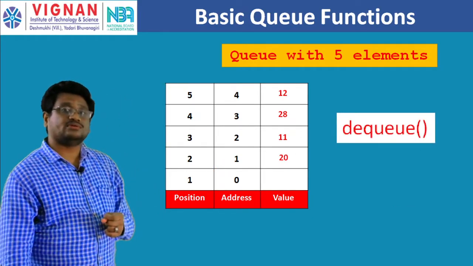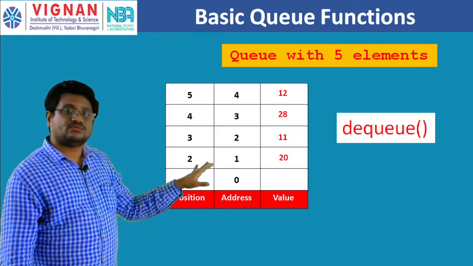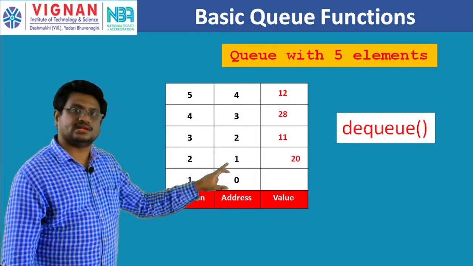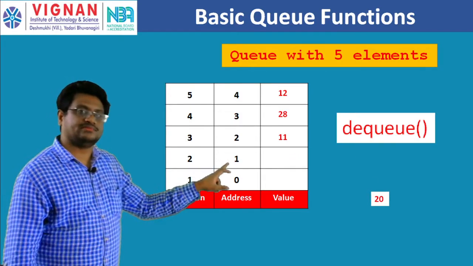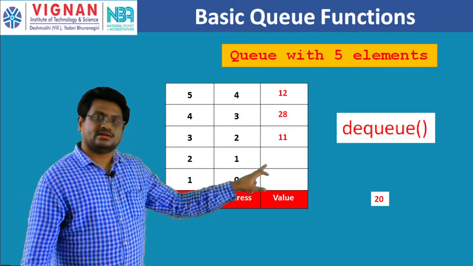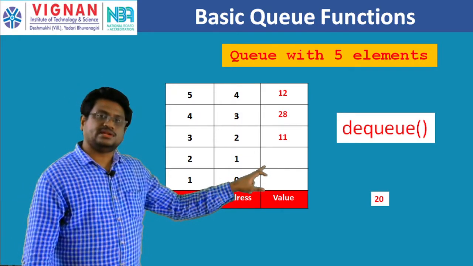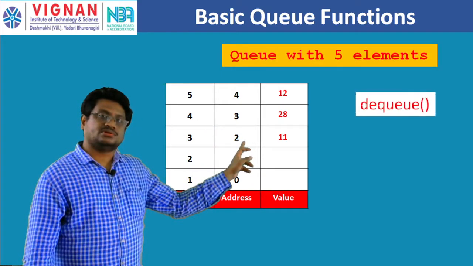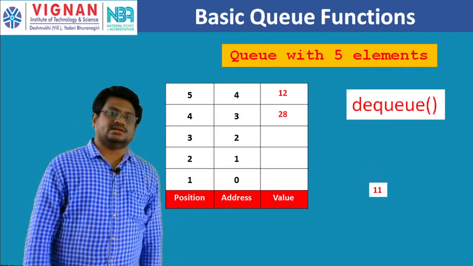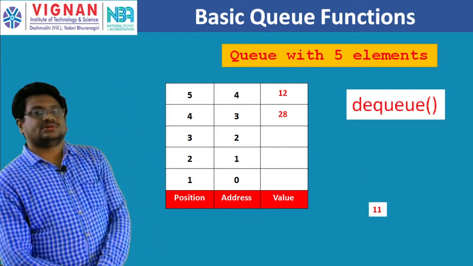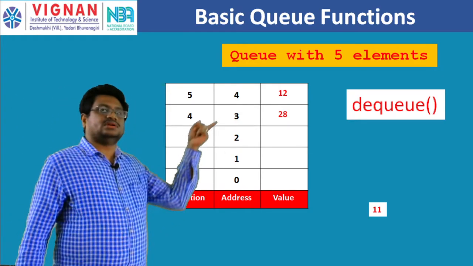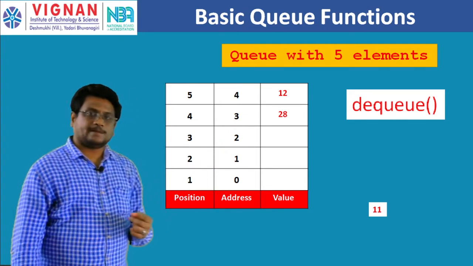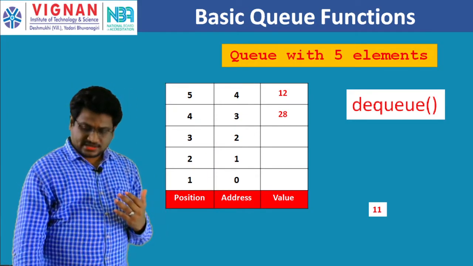Now, if again I want to delete the element, where is the cursor? The cursor is at 1, so 1 will be deleted. That means at the 1 we have 20, am I right? At the 1 we have 20, so 20 will be deleted. Now again if I want to do the operation, now the cursor is at 2, so 11 will be deleted. So by insertion, the cursor will be increased, and while deletion also it will be increased. Am I right?